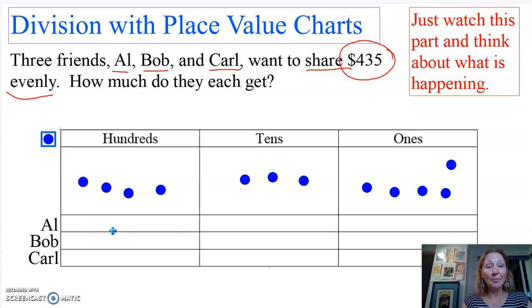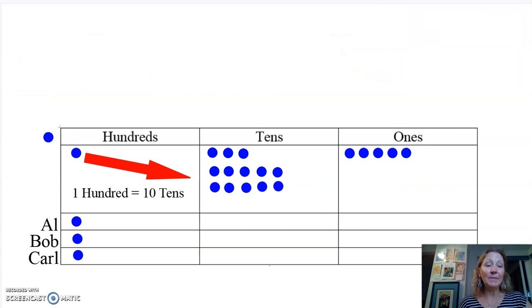So picture $100 bills, right? Al gets 1, Bob gets 1, and Carl gets 1. There's 1 left over, right? I could start to distribute the tens and the ones right now, but I don't want to do that. I want to distribute the biggest bill first, the hundreds. So I'm going to go to my next page. This is what it looks like. I have 100 left over.